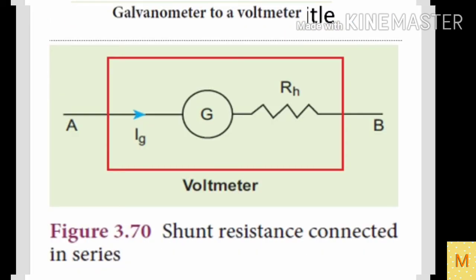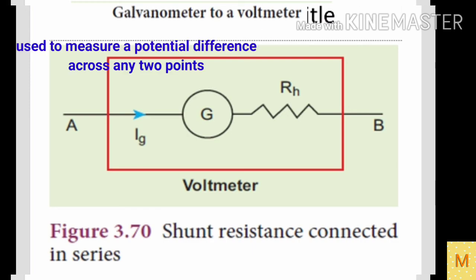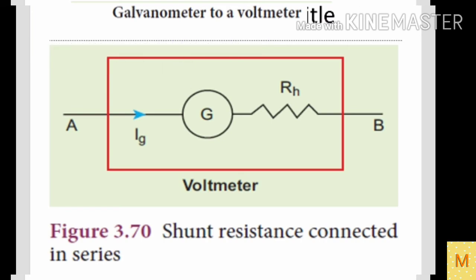Next one is about conversion of galvanometer into voltmeter. What is a voltmeter? A voltmeter is an instrument which is used to measure the potential difference across any 2 points. A galvanometer is converted into a voltmeter by connecting a high resistance in series with the galvanometer. The scale is calibrated in volts. Let Rg be the resistance of the galvanometer, Rh be the high resistance, Ig be the current flowing through the galvanometer, and capital V be the potential difference to be measured.